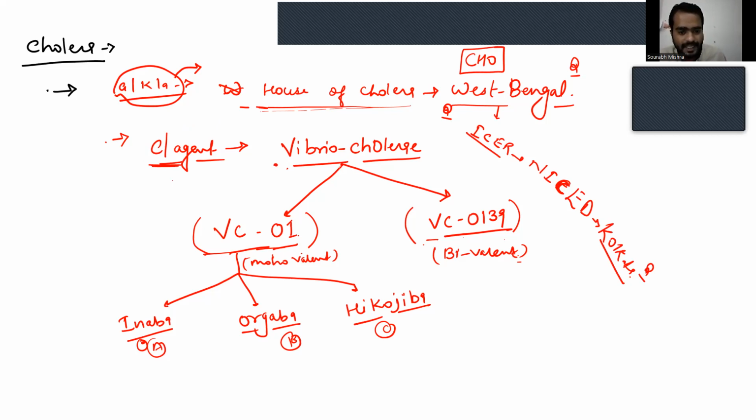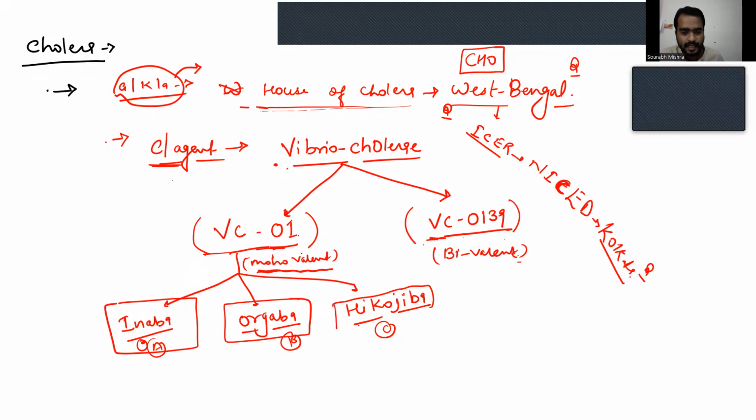The causative agent of cholera is Vibrio cholerae. It presents in two strains: Vibrio cholerae O1 and the second strain, Vibrio cholerae O139. Vibrio cholerae O1 is the monovalent type, and it is divided into Inaba, first, Ogawa, second, and Hikojima, third.